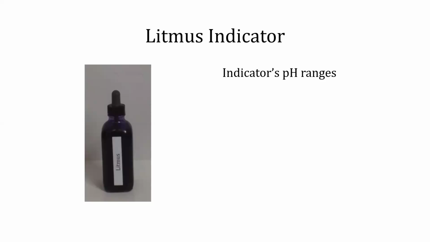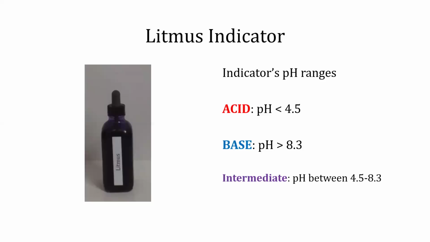Litmus indicator commercially is bluish in aqueous solution and has the following pH ranges. An acidic solution is red when the pH is below 4.5. A basic solution is blue when the pH is greater than 8.3. If the solution is purple, the pH of the solution falls between 4.5 and 8.3.